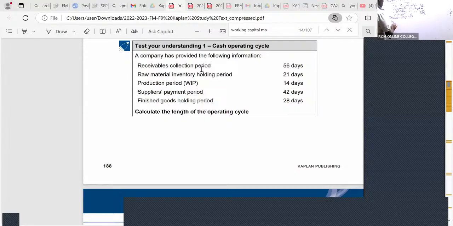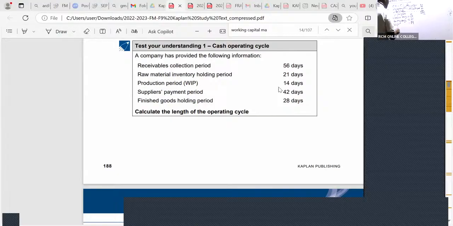We have inventory days. These are current assets, so positive. Inventory days, I can see 21. Then we have work in progress days. This is basically a part of inventory, so it will be taken as positive. We have here 14.